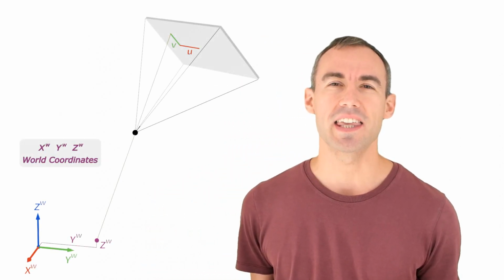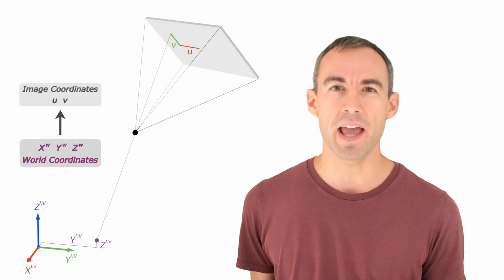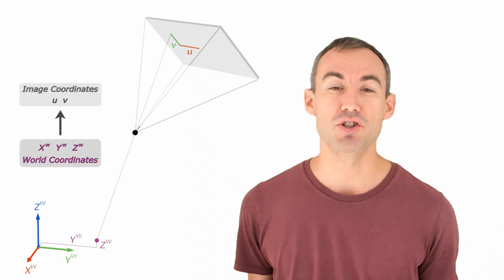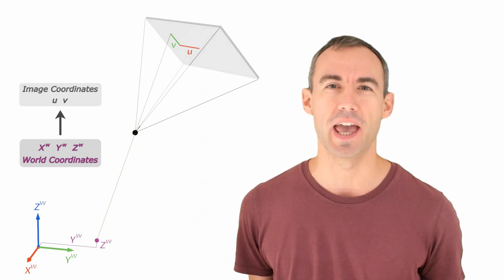Hello! In this video we're going to look at the camera matrix, which is a core concept in computer vision. The camera matrix tells us how a point in world space gets mapped onto an image. And we're going to start very simple and gradually make our way to the full camera matrix.